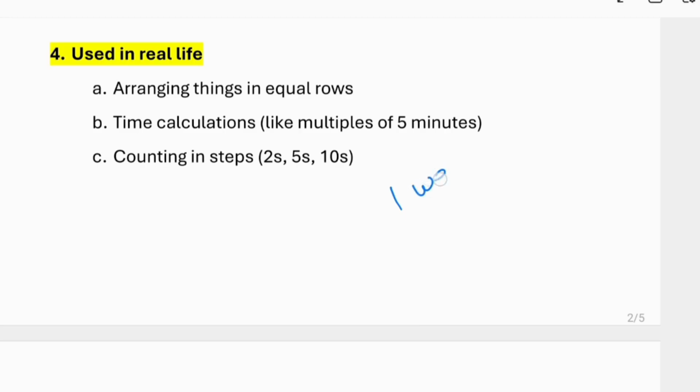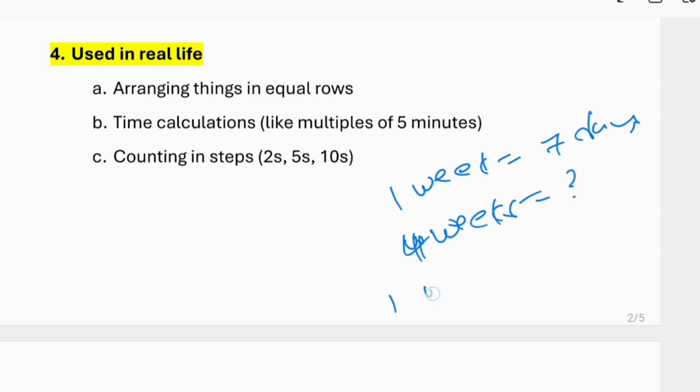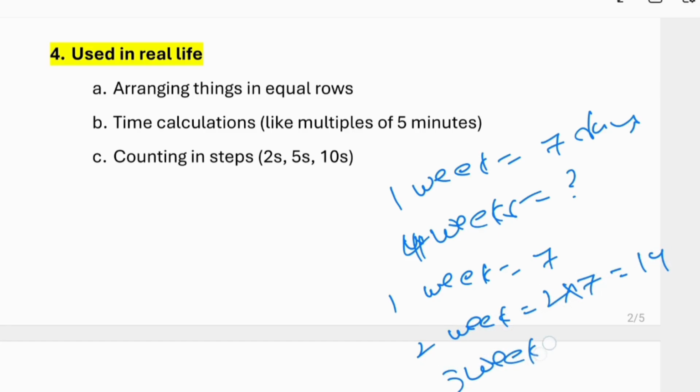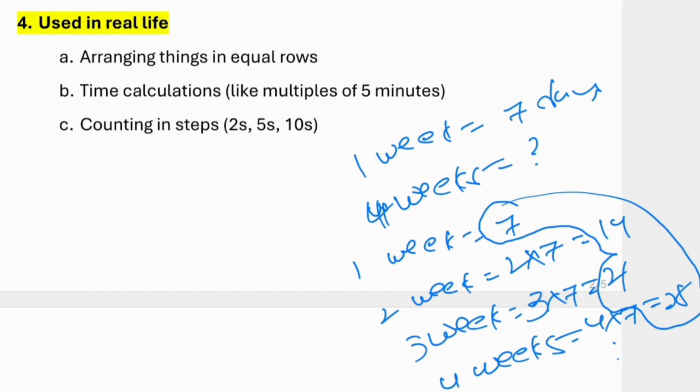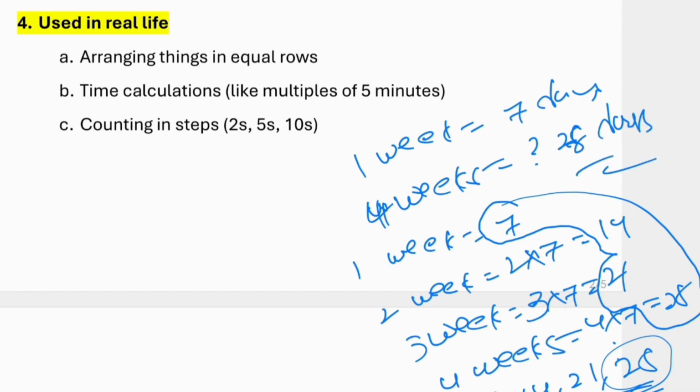Another example, 1 week is equal to 7 days. Then find how many days are in 4 weeks. Here 1 week is equal to 7 days. 2 weeks is equal to 2 into 7, which is 14. 3 weeks is equal to 3 into 7, which is 21. 4 weeks is equal to 4 into 7, which is 28. And so on. Here we observe the multiples of 7 are 7, 14, 21, 28. The fourth place gives 28. So our required answer is 4 weeks equal 28 days, which is also a fast and easy method instead of repeated addition.